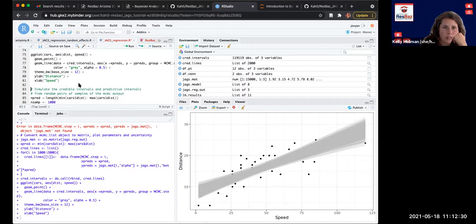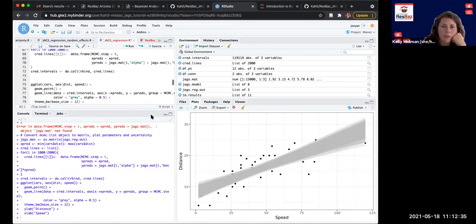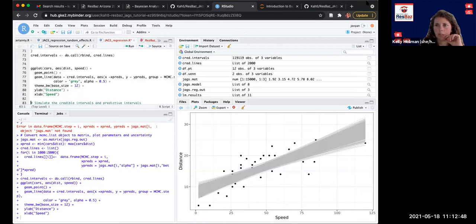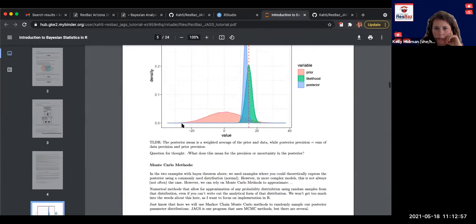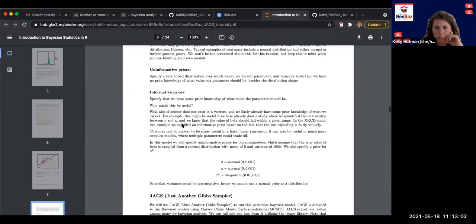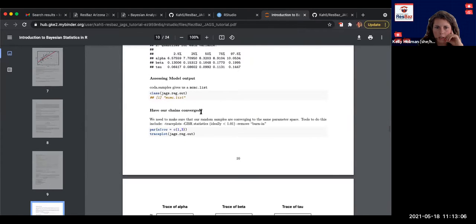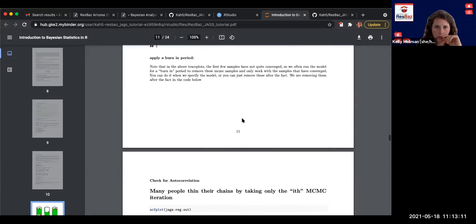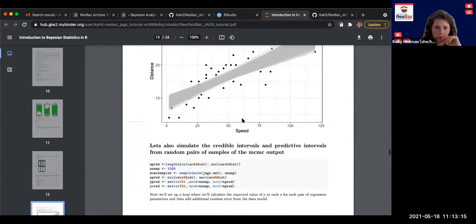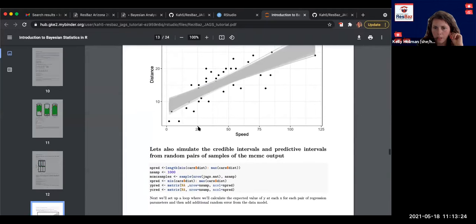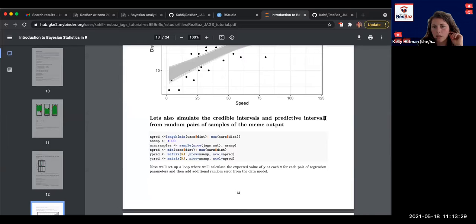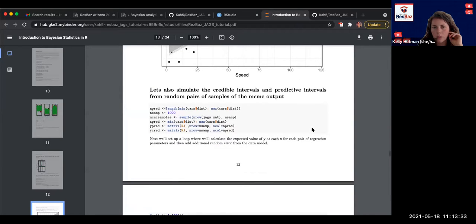Okay, so what this plot is showing is credible intervals, or basically like samples of this relationship. Let me go back to this and see if there's anything else I wanted to talk about here. Chains converge, great. Yeah, so we're just sampling these credible intervals, and we can next simulate the credible intervals and the predictive intervals from random pairs of samples within the MCMC output.